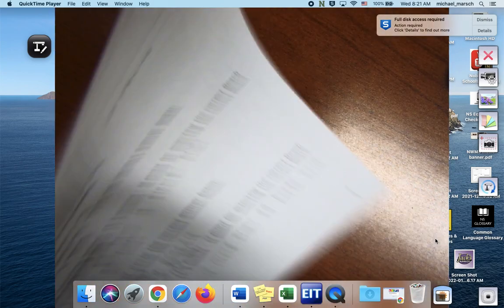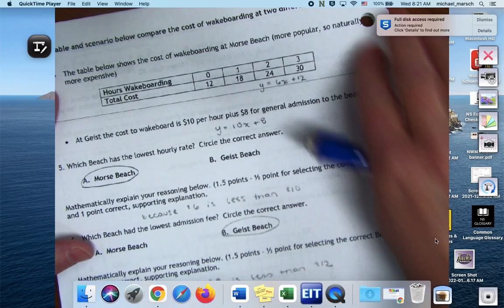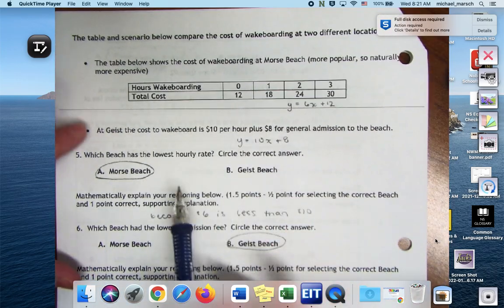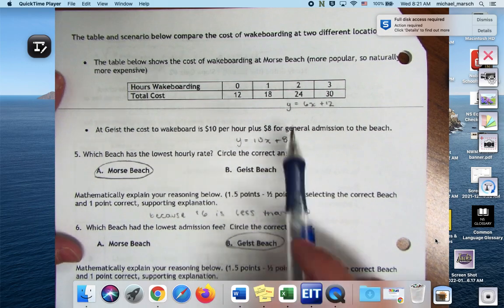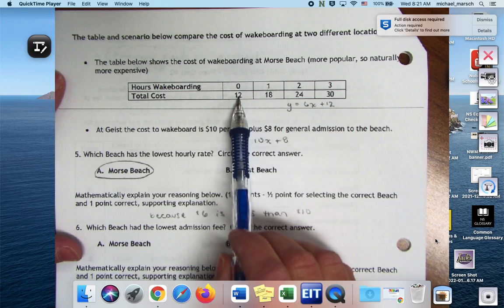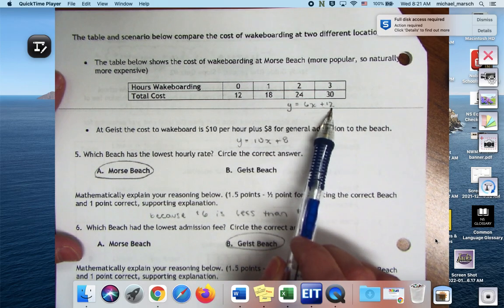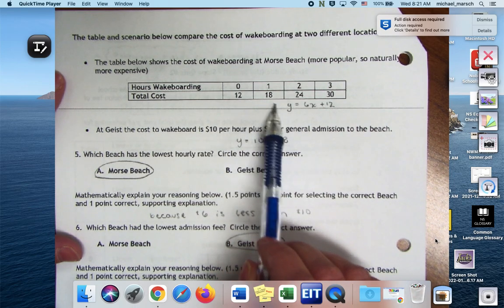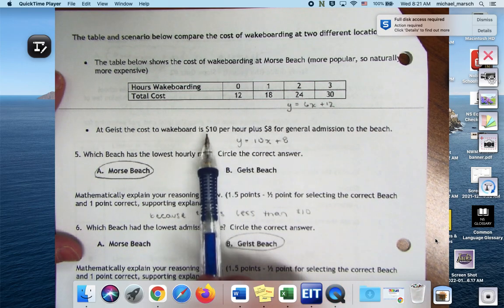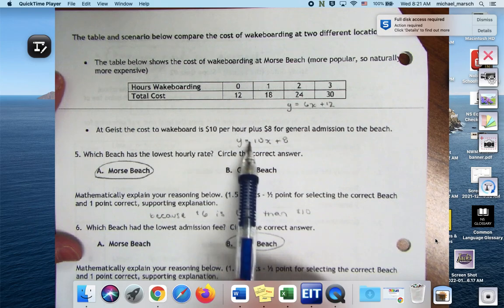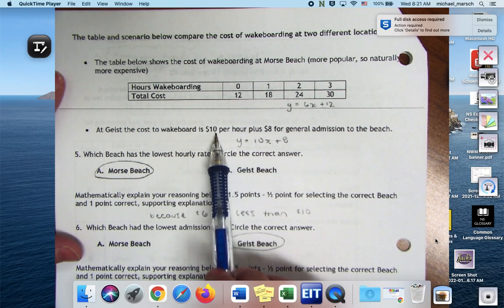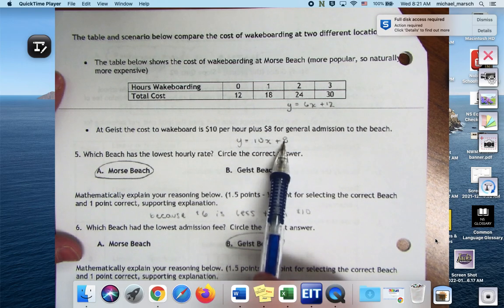On the next page, we are comparing wakeboarding at 2 different locations. We have More Speech and we have Geist. I created my equation at More Speech because I knew my y-intercept was 12 because the x value is 0. Then I found that they were paying $6 extra every hour, so I got 6x plus 12. At Geist, it was $10 per hour plus an $8 one-time fee. Our repeating fee is the 10, one-time fee is 8.